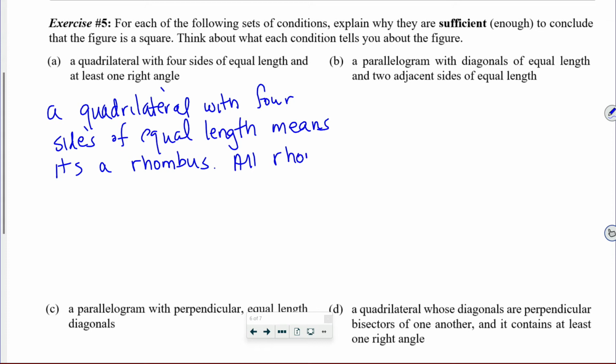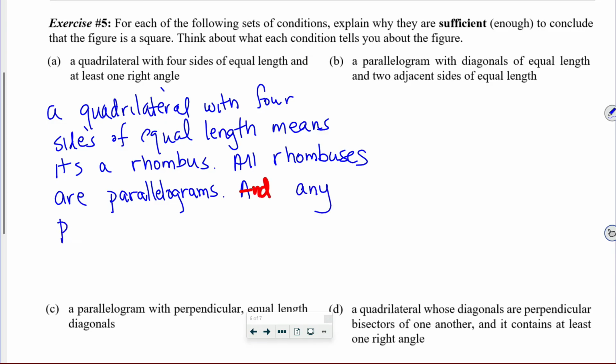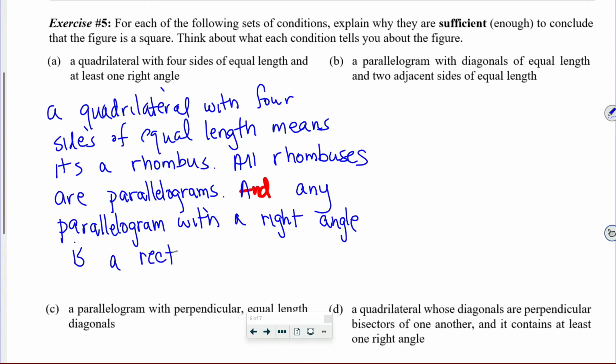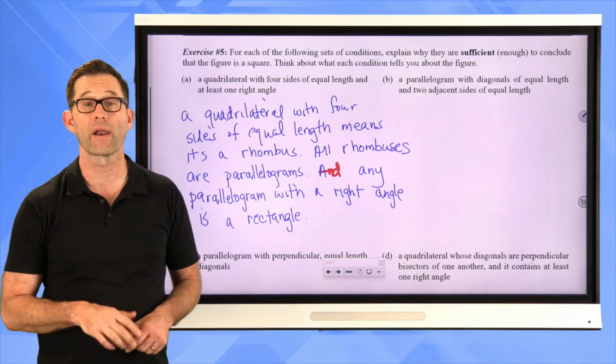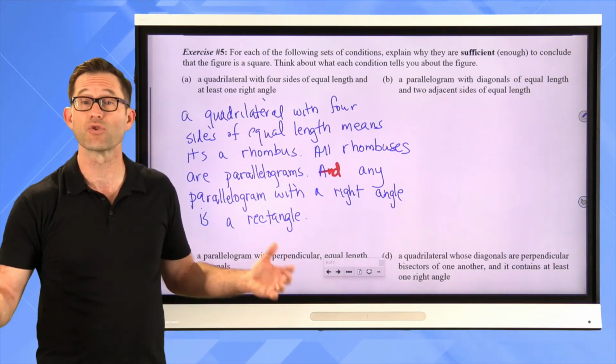All rhombuses are parallelograms, and any parallelogram with a right angle is a rectangle. All right, so what we got is a quadrilateral that's got 4 sides of equal length. Now, if we've got a quadrilateral with 4 sides of equal length, it means it's a rhombus.